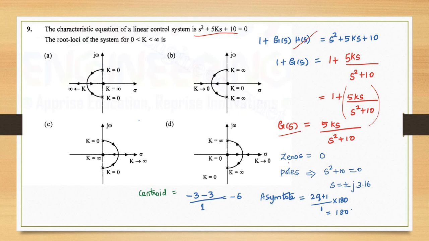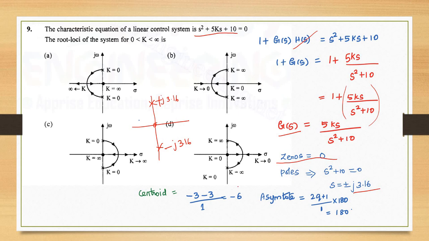I am going to find out how many zeros and how many poles there are. Zeros: there is 1, that is 0. Poles: s square plus 10, so s is equal to plus or minus j3.16. I have to mark the poles here. So this is my root locus. Here I have to mark the zero and the poles: one at minus j3.16 and the other at plus j3.16.